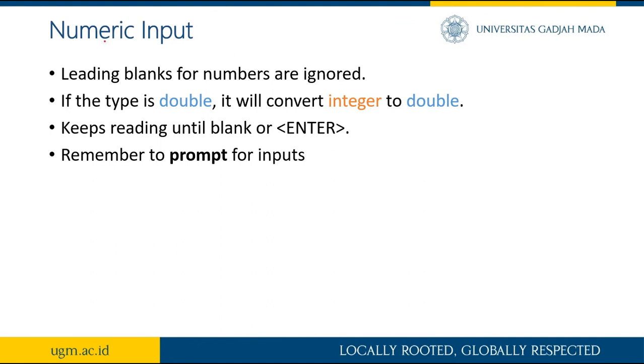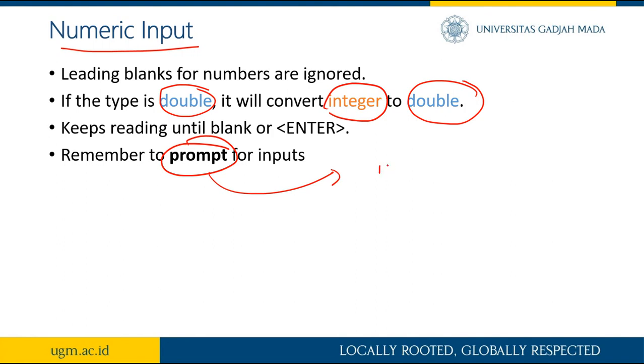As for numeric input, beware: if it is a double it may be converted automatically into an integer, or an integer will be converted into a double. Also remember to prompt for the input. A prompt is like creating a message, like input the name, and input B. It will be helpful since we store a lot of values.